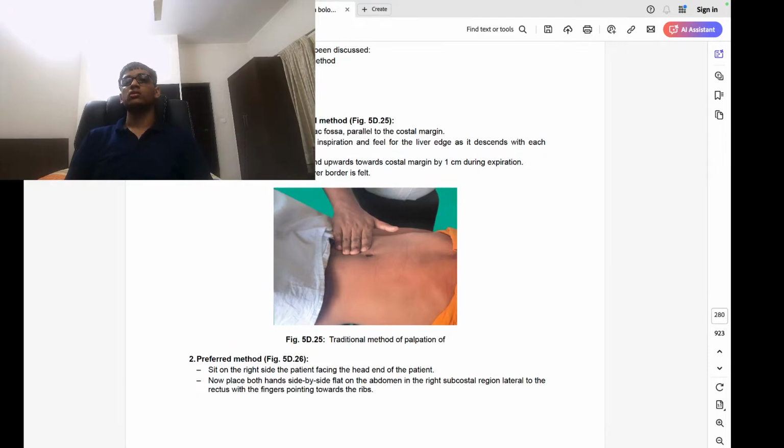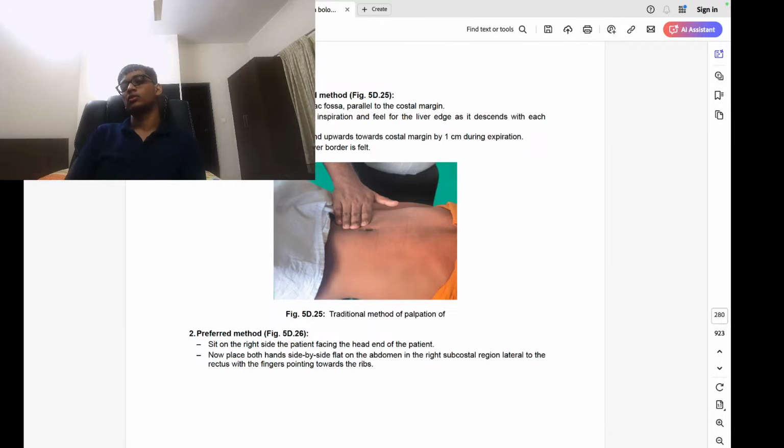In the traditional or conventional method, you put the right hand on the right iliac fossa, parallel, and you keep the hand steady during inspiration and feel for the liver edge. You keep on going like this as it descends with each inspiration. If the edge is not felt, move the hand upward toward the costal margin by 1 centimeter during expiration. On inspiration you press, and on expiration you move it up.